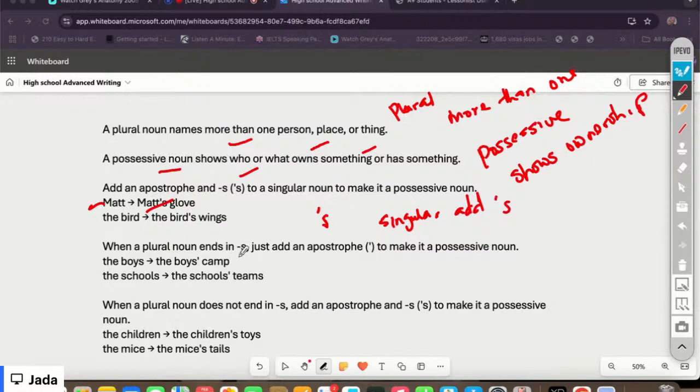So when a plural noun ends with s, just add an apostrophe to make it a possessive noun. So you know when it's plural, it ends with s. So for example, we have boys. You just need to put the apostrophe after the s. So the boys' camp becomes a possessive noun because it's already in the plural form. Then we have the schools. The schools' team. School is already having s, so you just have to add the apostrophe after the s to show that it's a possessive noun now.